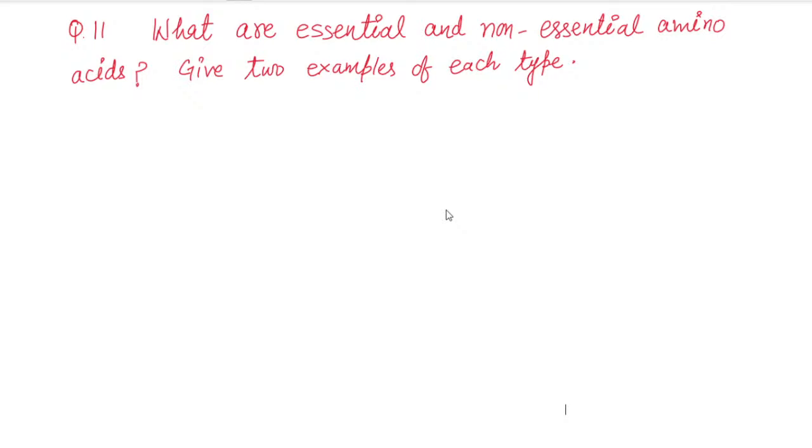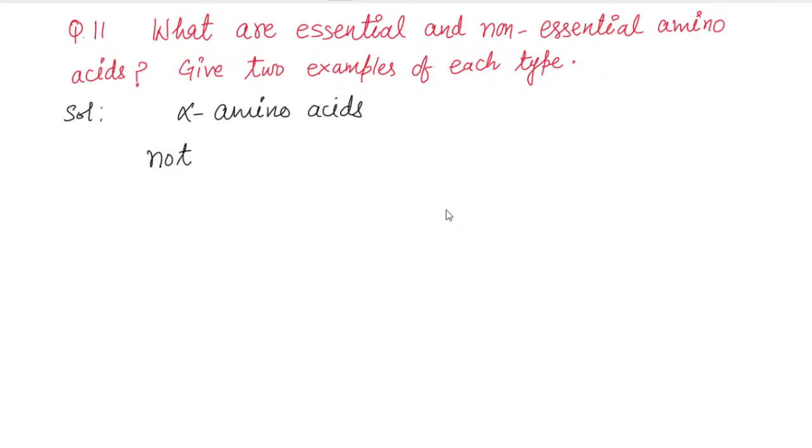Actually, they are alpha amino acids, right? What are essential and non-essential amino acids? Give two examples of each. This is also a very important question. There are different types of alpha amino acids. Amino acid here means alpha amino acids. Alpha amino acids which are needed for health and growth of human beings but are not synthesized by the human body are called essential amino acids.